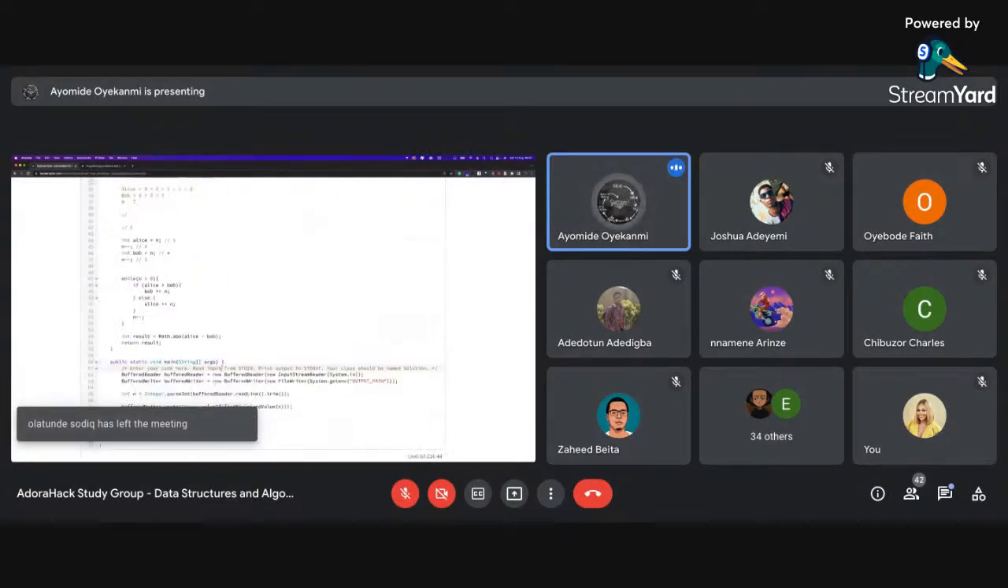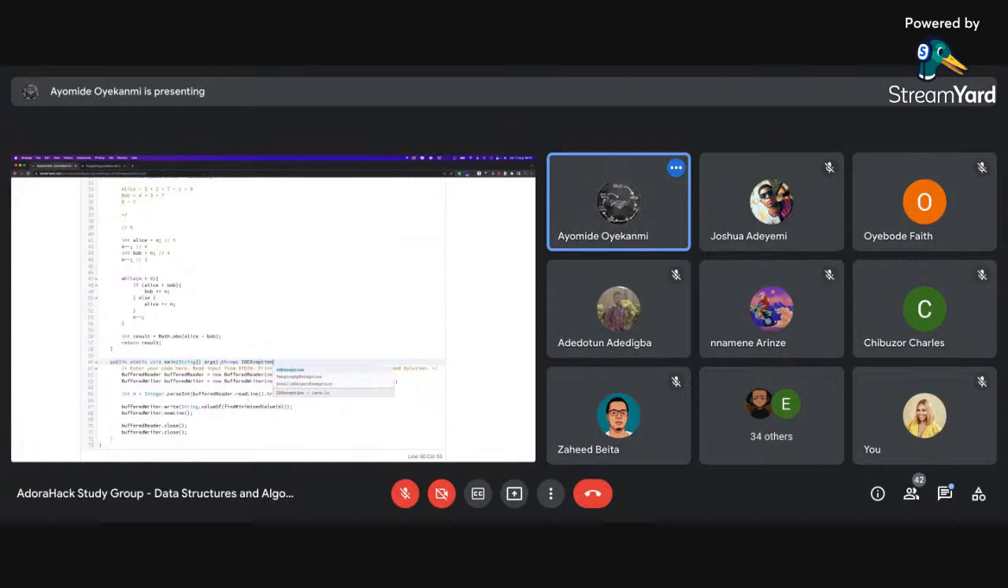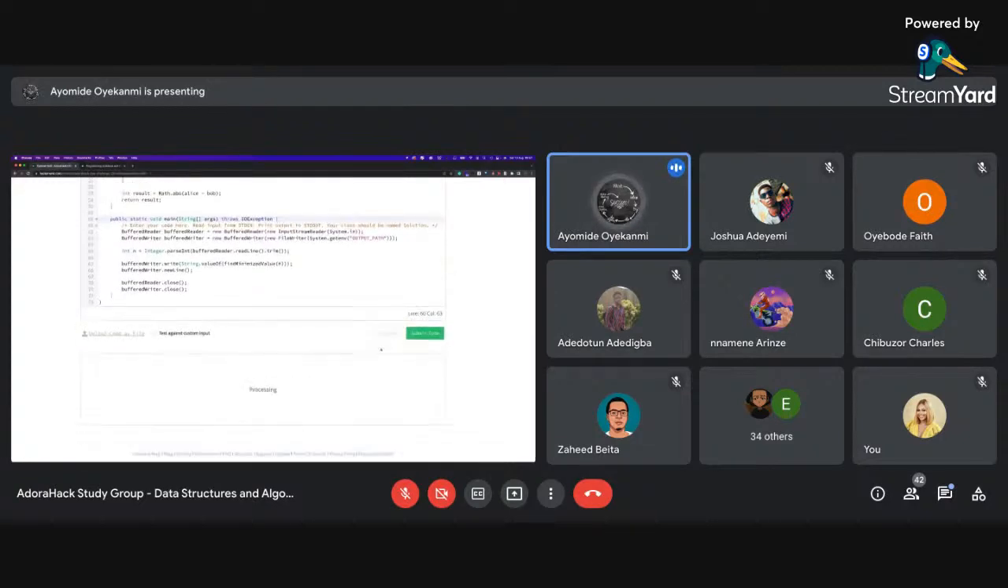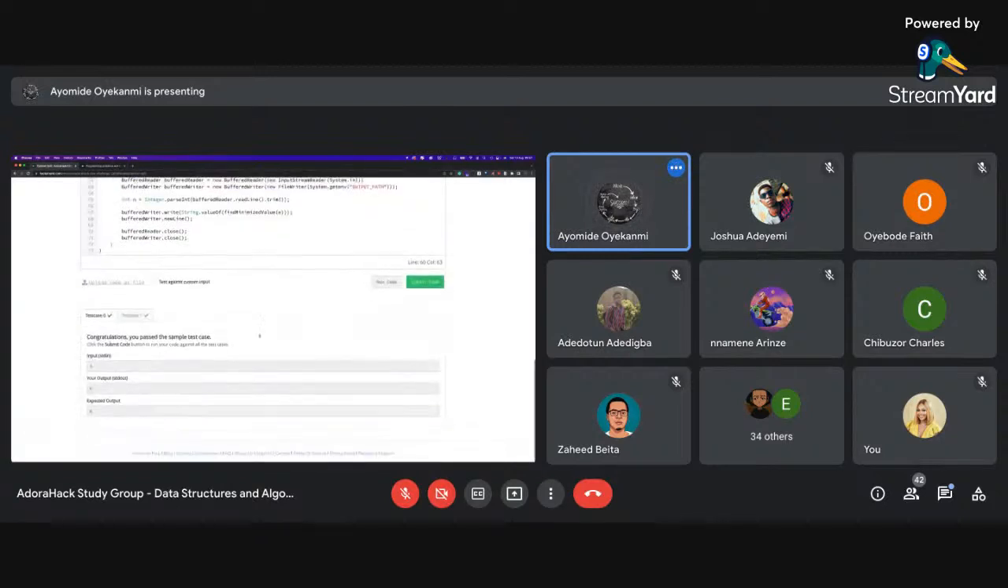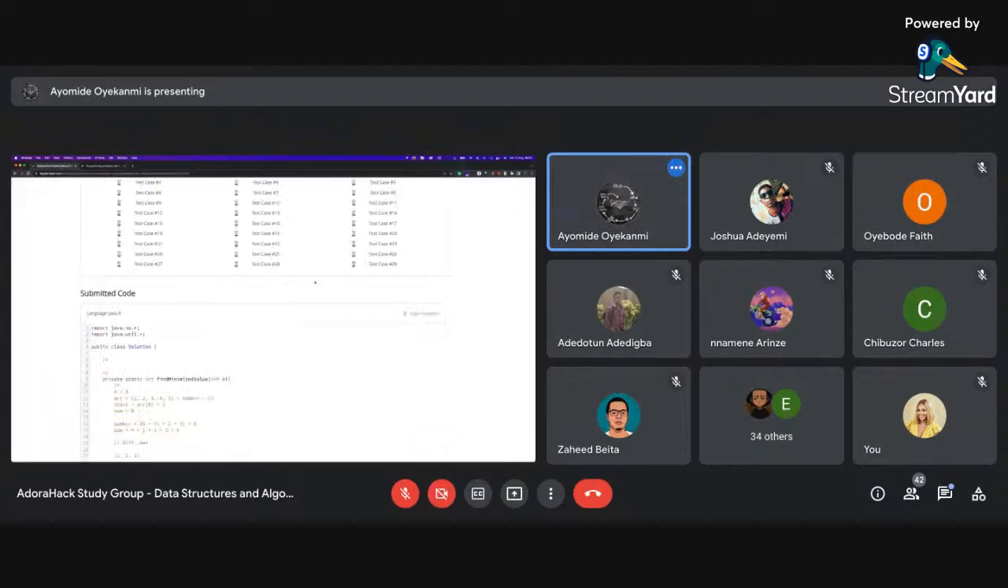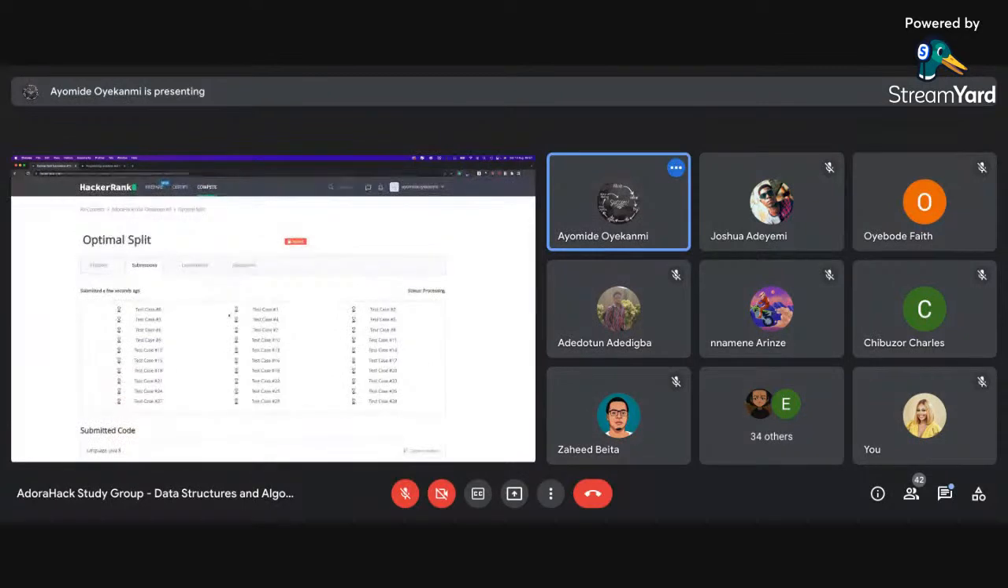IO exception. Okay. I think I should use Scanner instead of this BufferedReader. I was given weird errors. Cool. So this is the expected submit. All right, cool. Looks like that worked.